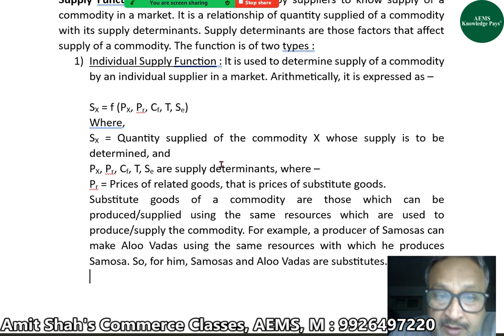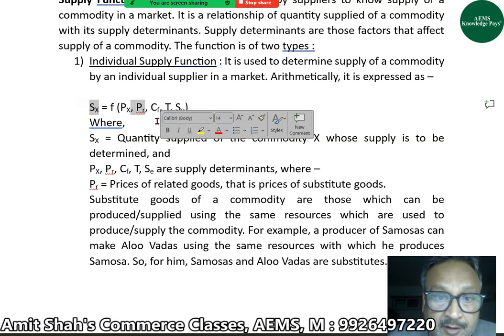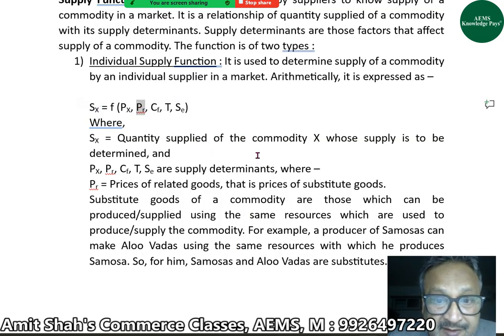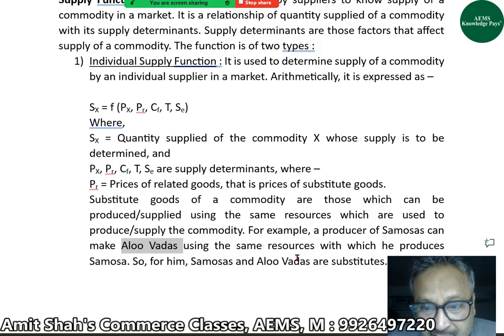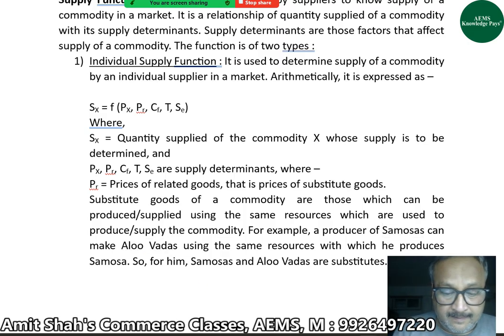Right? Now, how does price of substitute affect supply of main commodity? When prices of substitute rises, supply of main commodity falls. It has inverse relationship. So when prices of aloo vada rises in the market, this producer will decrease production of samosas and will increase production of aloo vadas because prices of aloo vadas have increased. Am I clear? Yes.